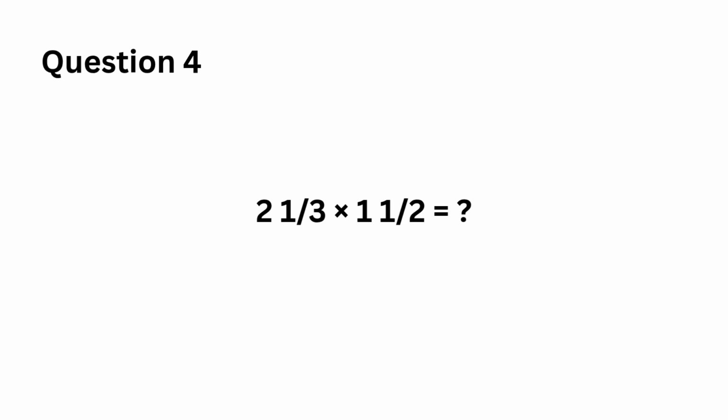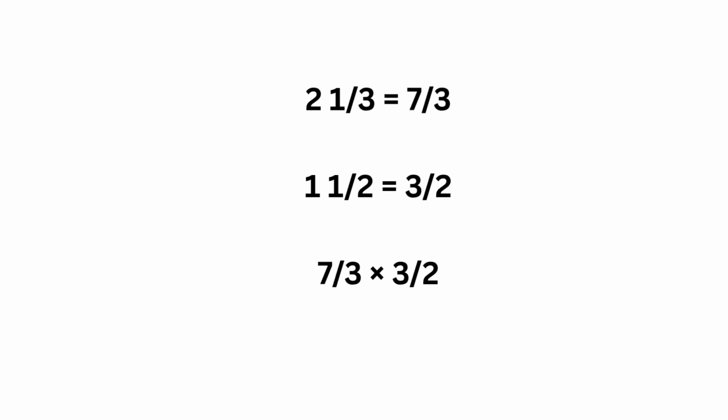So question 4 is 2 whole number 1 over 3 times 1 whole number 1 over 2, or 2 and 1/3 times 1 and 1/2. We first convert them to improper fractions. 2 and 1/3 becomes 7 over 3. We know how we convert that, right? 2 times 3 plus 1 gives us 7 over 3. Then 1 whole number 1 over 2 gives us 3 over 2. So we multiply both of them, 7 over 3 times 3 over 2.